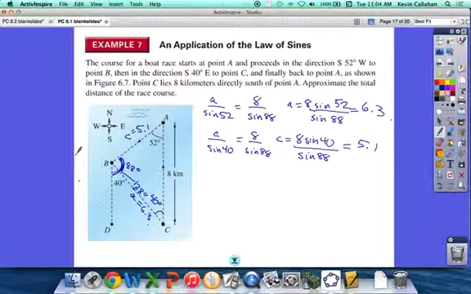But that wasn't the question, right? They didn't say solve the triangle. They said how long is the race course? So now how do I know the length of the race course? Just add them up, right? A plus B plus C. A plus B plus C equals 8 plus 5.1 plus 6.3. And that is 11.4, 19.4.